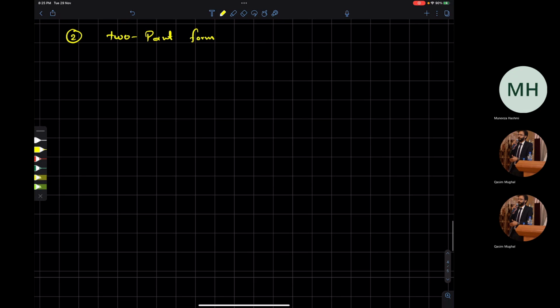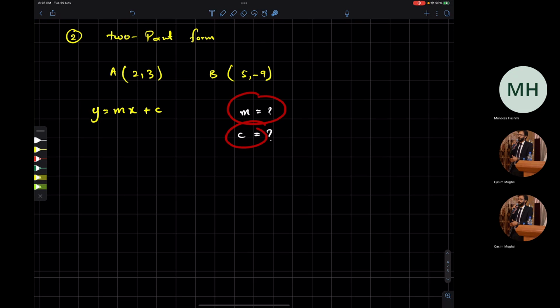Two-point form is: you're provided with two points, that line is passing through these two points, find out its equation. Now again, standard form is y = mx + c. You should be hunting for these two values. Now none of these two are provided in the given data, but if you look carefully, you can find the value of m by using these two points.